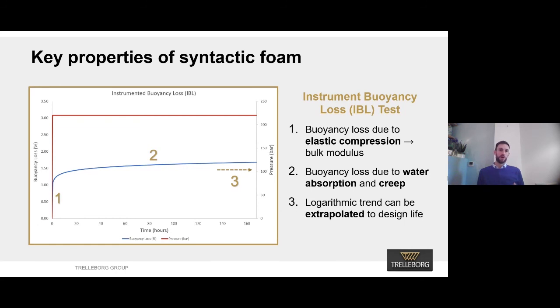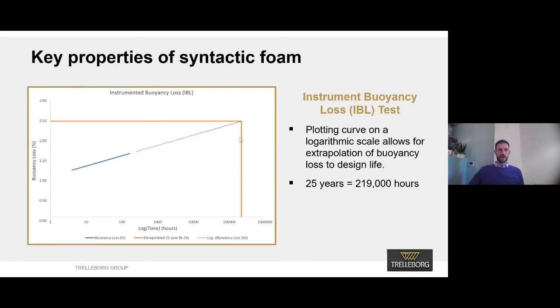The third component of this graph is the extrapolation to design life. From portion 2, we can extrapolate onwards to the end of design life and understand the buoyancy loss at the end of the service. As we can see here, plotting on a logarithmic scale allows for extrapolation of the buoyancy loss to design life. This is typically 25 years or 219,000 hours. And typically in industry, this needs to be less than 5% for the project requirements.